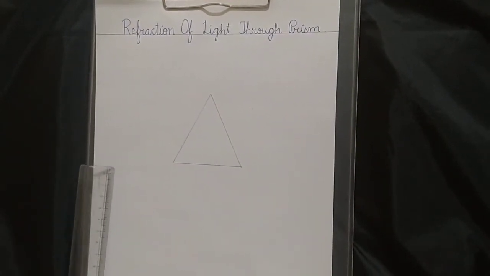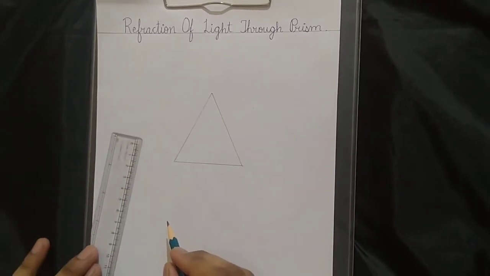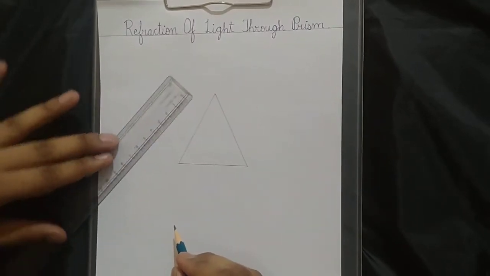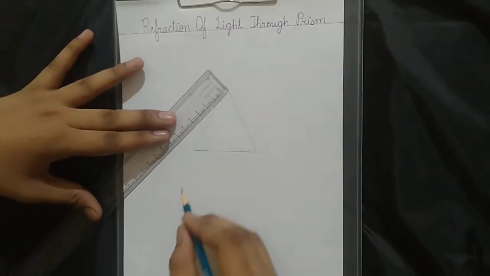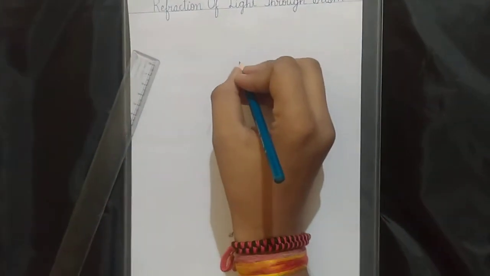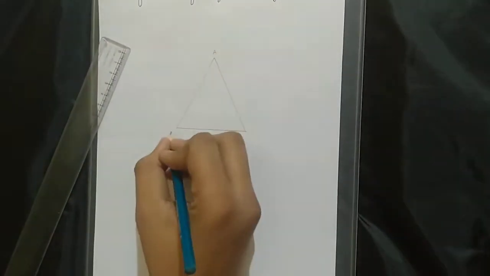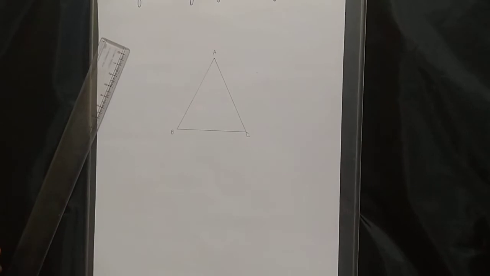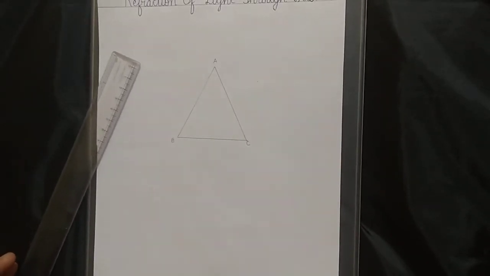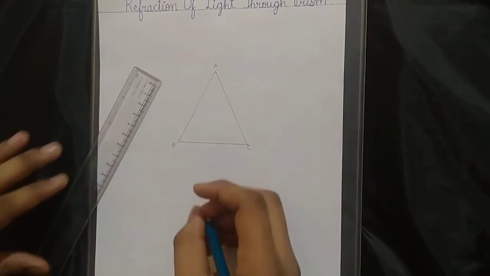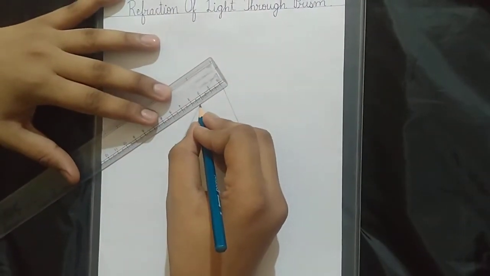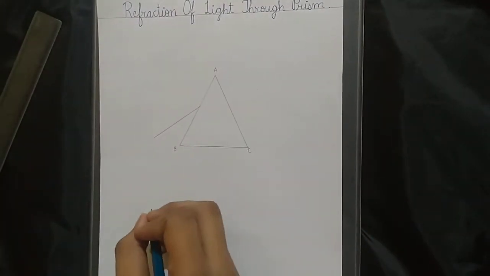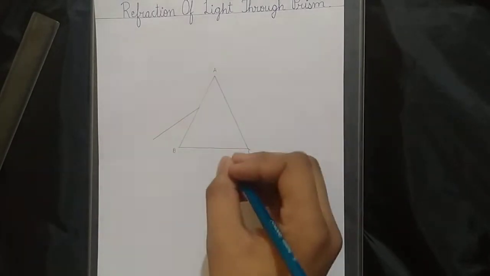Now see what they are saying. Draw a straight line PE inclined to one of the refracting surfaces, say AB, of the prism. First of all, we will just name the prism A, B and C. Just see, this is A, this is B and C. Now they are saying to draw a line PE on the surface AB. So let's see how we draw a line. Now we'll give the point E on the surface AB.